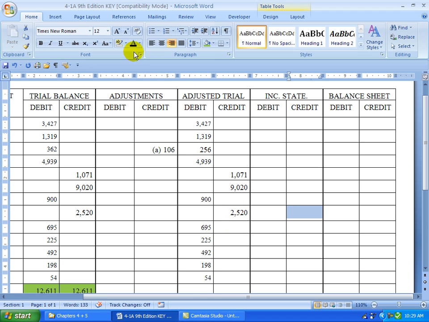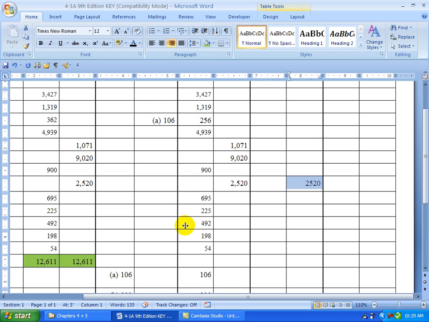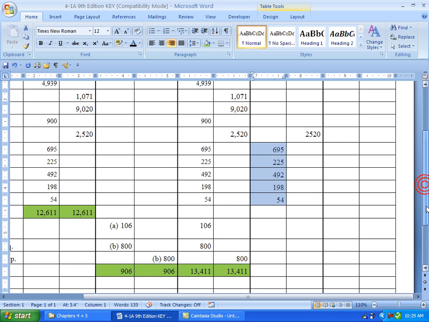So revenue will come over to the income statement credit column, and all of our expenses, so all of these expenses here, will be moved over to over here, okay? Because those are our expenses. As you go a little further down, remember we also have insurance expense down here, and we have depreciation expense here.